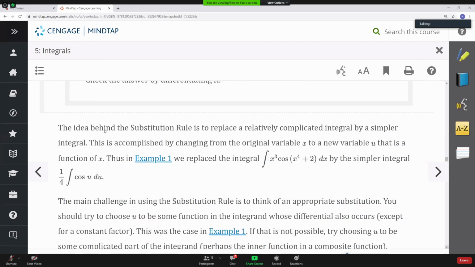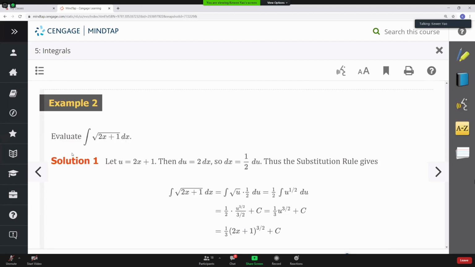Let's look at this example. Example 2, you have to evaluate the integral of square root of 2x plus 1, dx. This looks like a square root function, but not quite. The square root function is square root x, but this is square root 2x plus 1, but no fear. Let u equal to this. Okay, u equal to 2x plus 1, right? So we can find what? du.